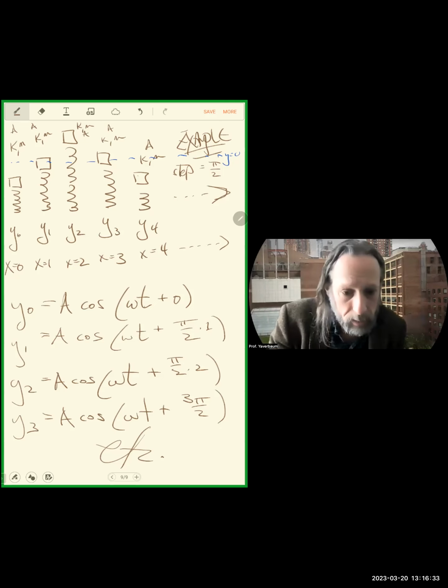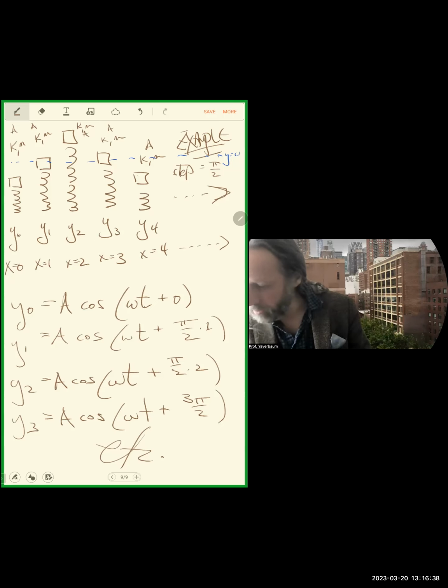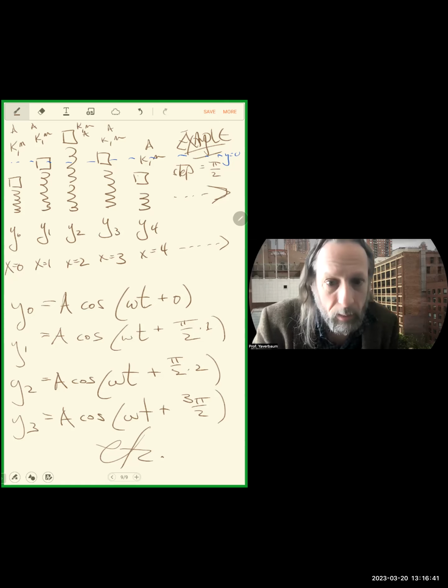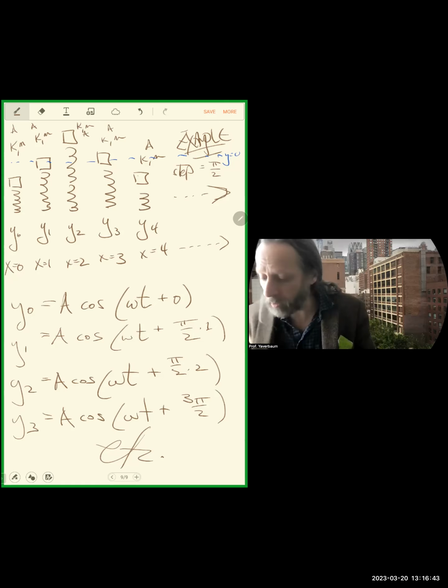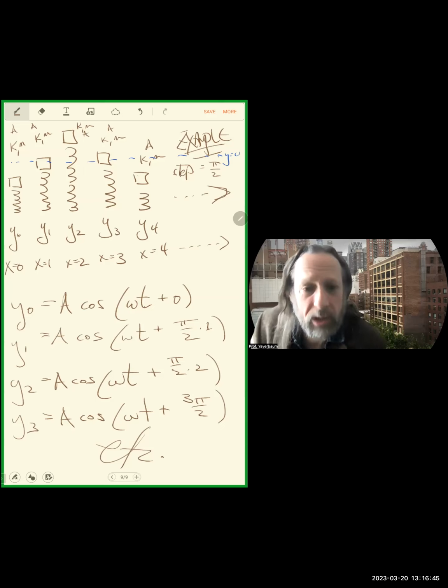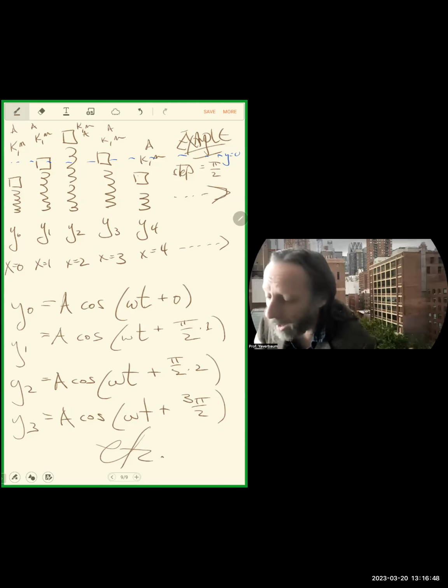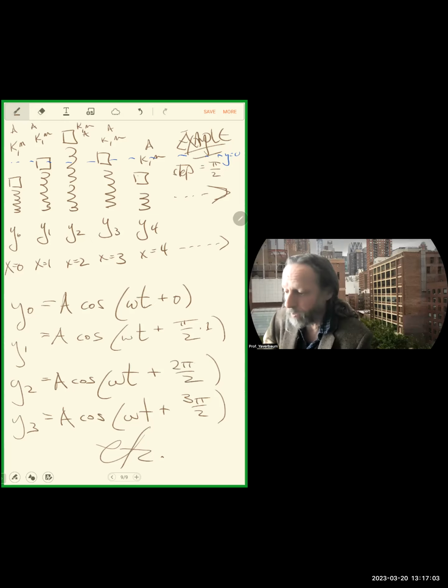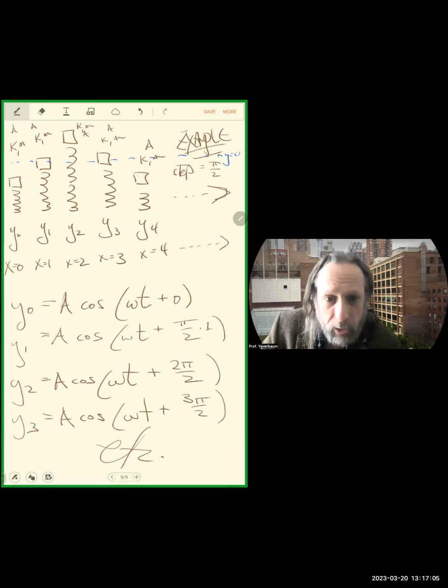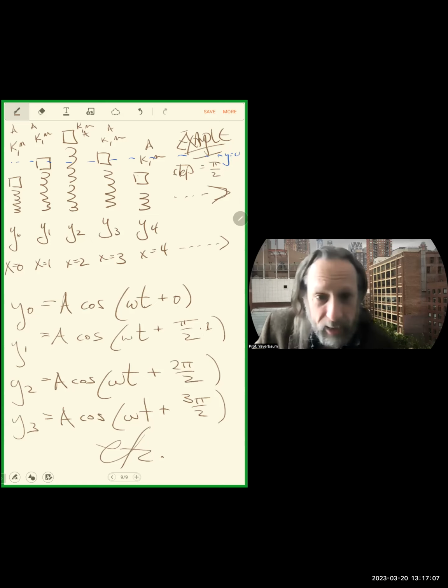Great question in the direct chat. I'm saying the y over 2 one is A cosine omega t plus pi over 2 times 2, which is 2 pi over 2. I just wrote it out slowly so you could see the pattern. Just like the one right before it is pi over 2 times 1, and the one before that is pi over 2 times 0.